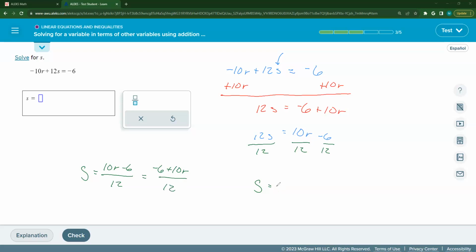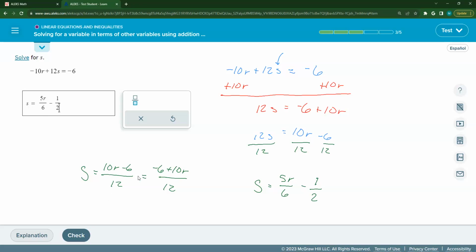And then I could also say 5r over 6. I'm dividing both by 2. Minus 1 over 2 will work as well. And that's what I'm going to put in because it looks the weirdest from everything that Alex is going to say, it should still accept it. So I have 5r over 6 minus 1 divided by 2.